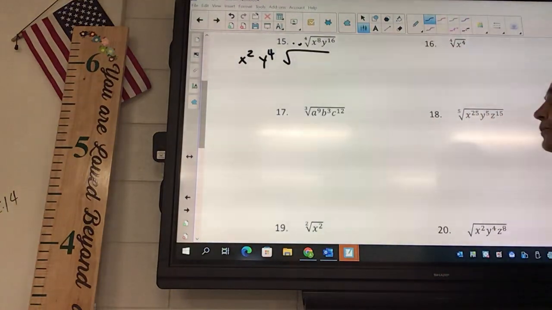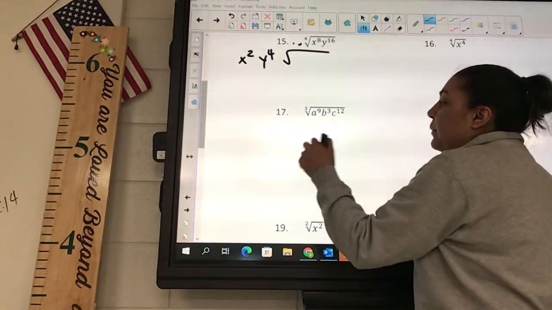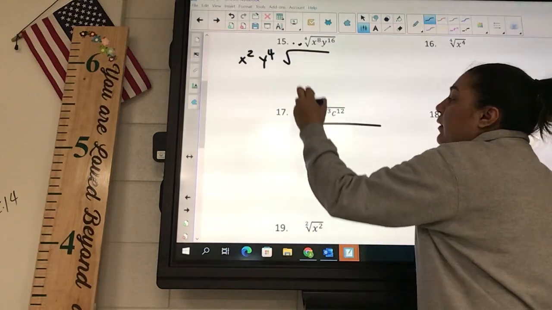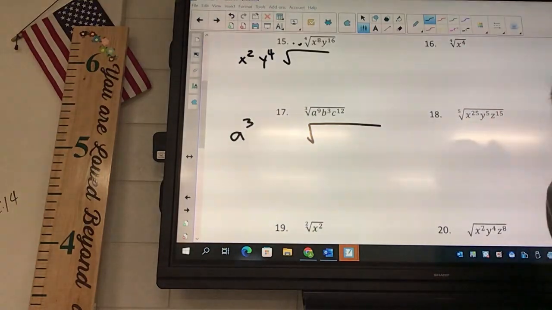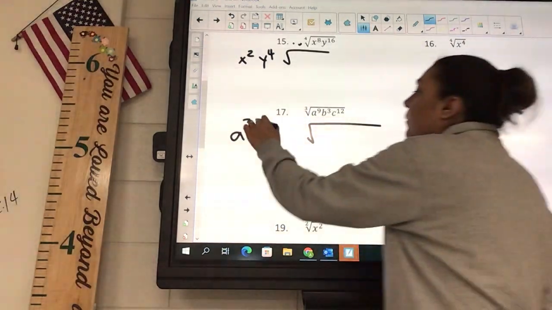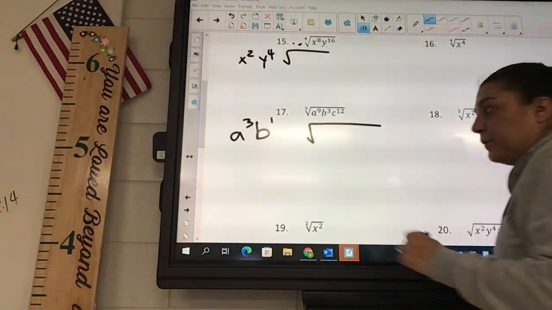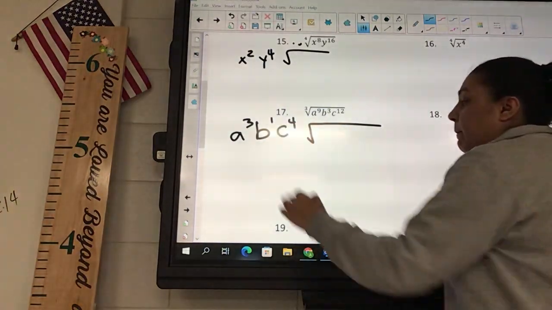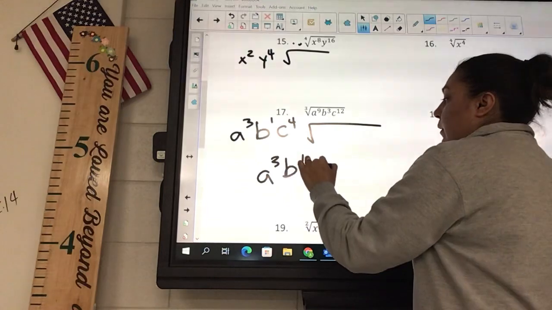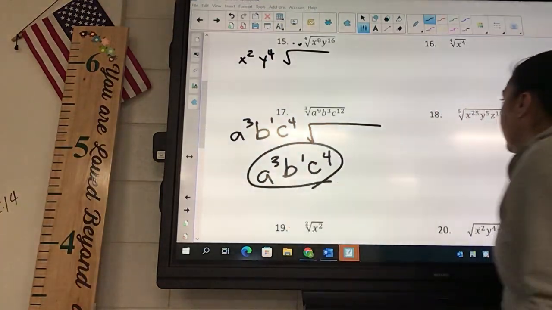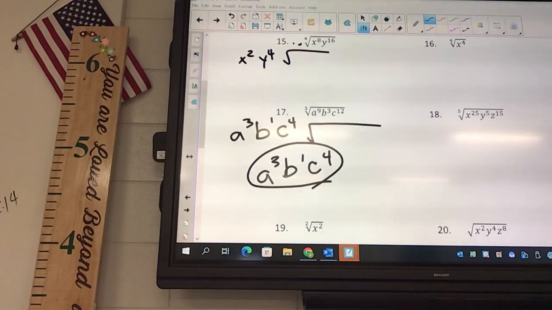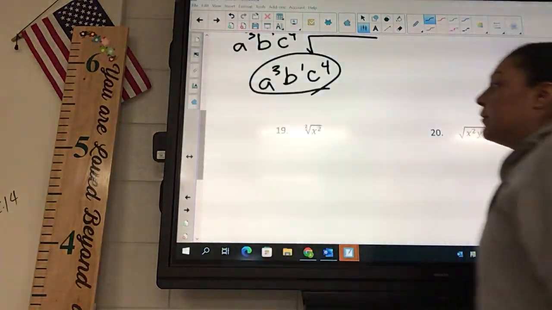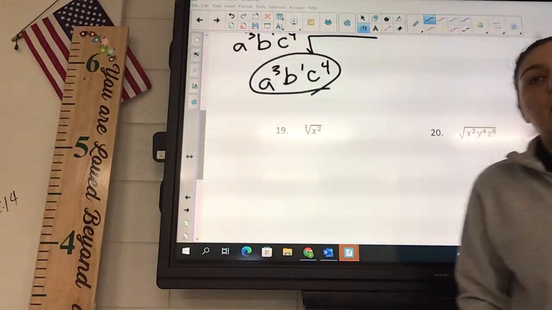Okay, 17. I got 9 divided by 3. 3, so I'm going to get A to the 3, B what? B to the 1, C to the 4. X to the 19, what am I gonna get? X to the 1.